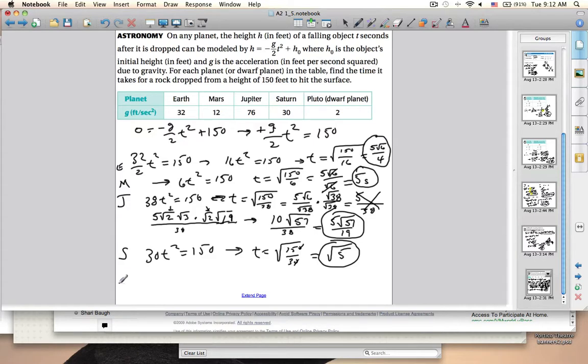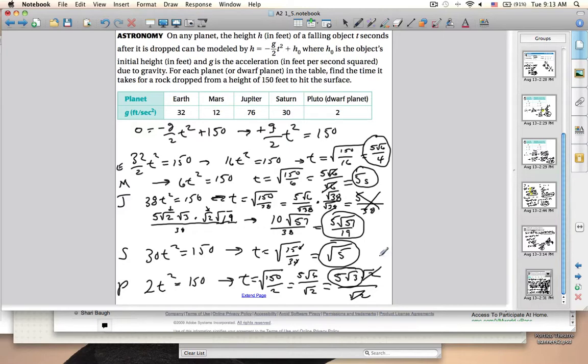Okay, and our final one would be Pluto. 2t squared equals 150. t is equal to the square root of 150 over 2. Right, that's going to be 5 root 6 over root 2. Now if I factor the root 6, so I could rationalize the denominator, multiply this by root 2 over root 2, or I could factor the root 6. That's 5 root 3 times root 2. The root 2's cancel, and I just get 5 root 3.